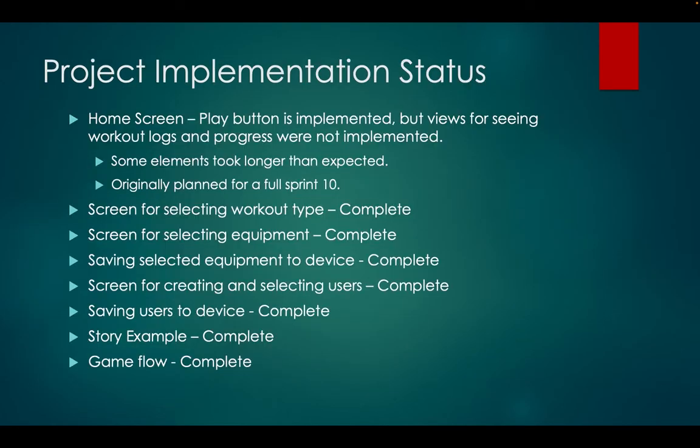I implemented a home screen that has a play button. This allows you to continue and select your equipment as well as what players should be involved and play the game. It does not include the workout logs or the view where you can see how you've progressed over time. I've also implemented a screen for selecting the workout type, which is the competitive or cooperative, a screen for selecting the equipment, which we'll see later, and a screen for creating and selecting users to join the game.